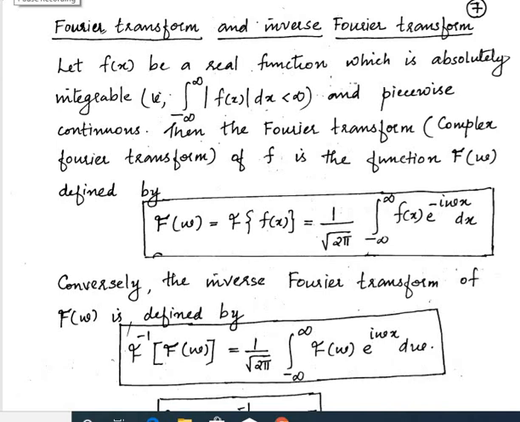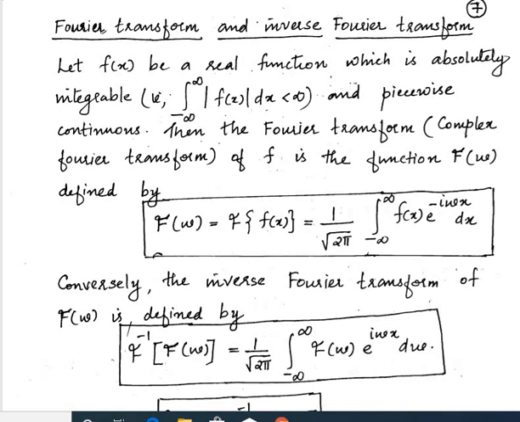Hi students, in today's lecture we are going to learn the Fourier transform and its inverse. In the previous lecture we learned the Fourier integral, and the Fourier sine and cosine integrals. This is an extension of the Fourier integral, that is, the Fourier transform. The condition for expressing a function as a Fourier transform is the same as in the case of the Fourier integral.